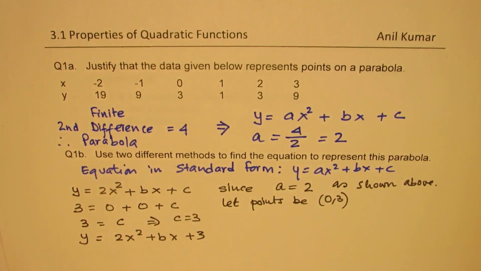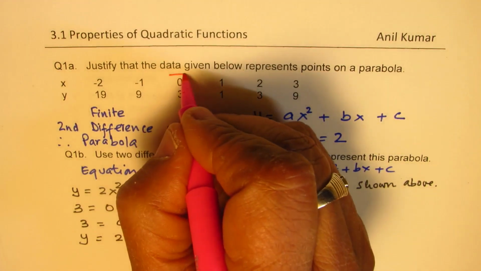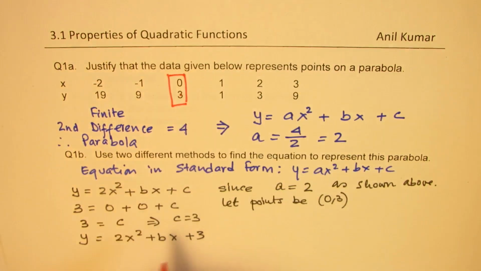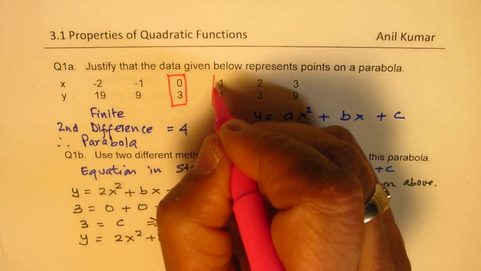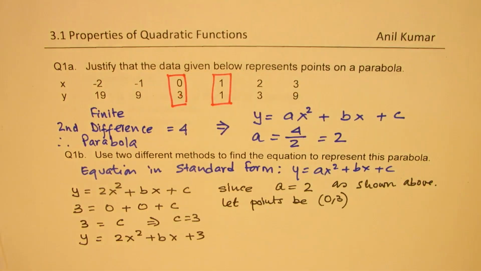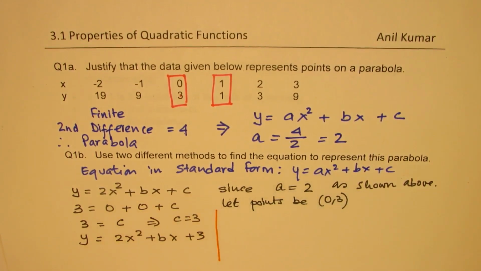Perfect. Now to find b, we could use some other point. So we use (0, 3), and we found that c is 3. Right? That is the y-intercept. In this equation, the y-intercept is c. Now let us use the point (1, 1) to get the value of b, right?